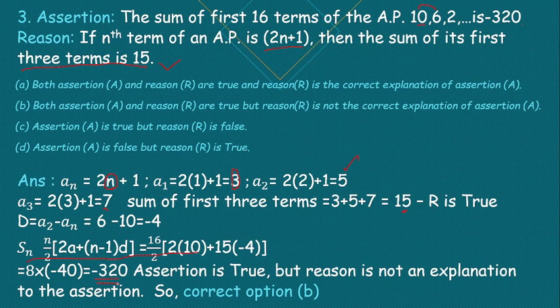Both are true statements. But the reason is talking about the nth term, and the assertion is talking about the sum of terms. This is nth term. This is sum of terms. So, there is no connection between the assertion and reason. So, we opt for option B.